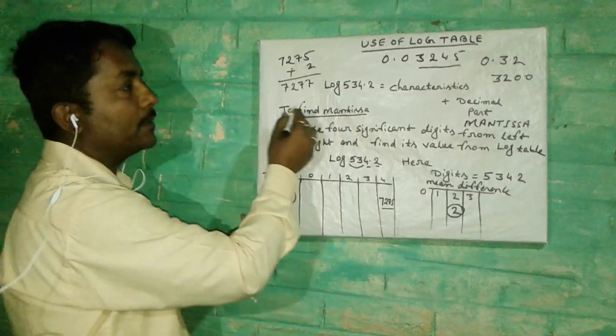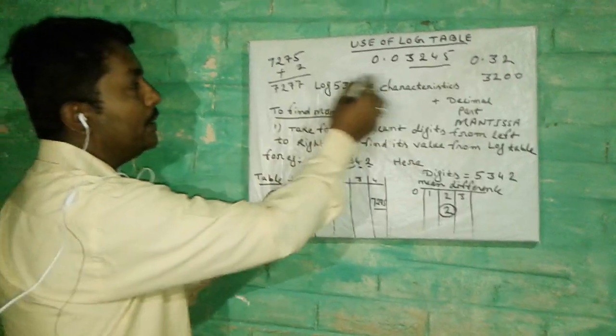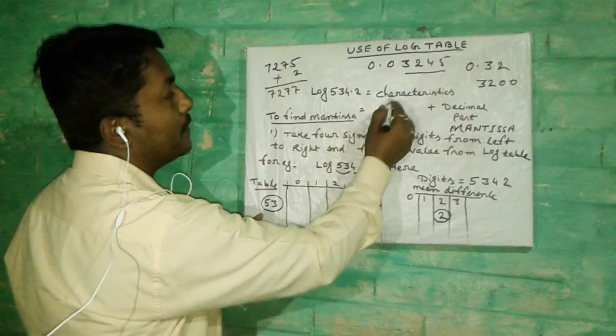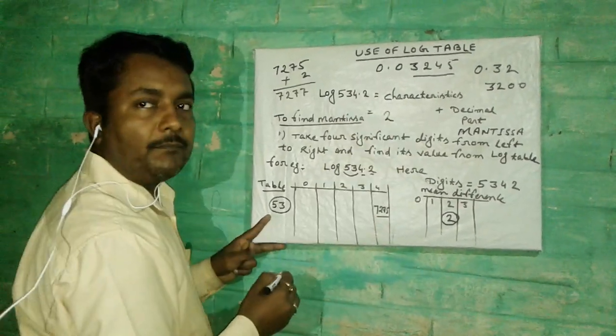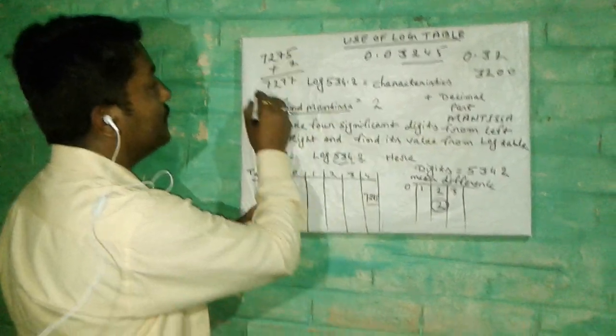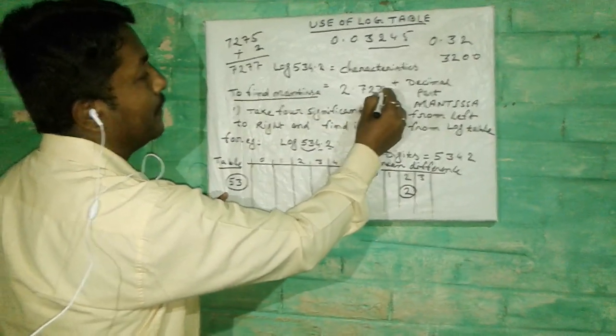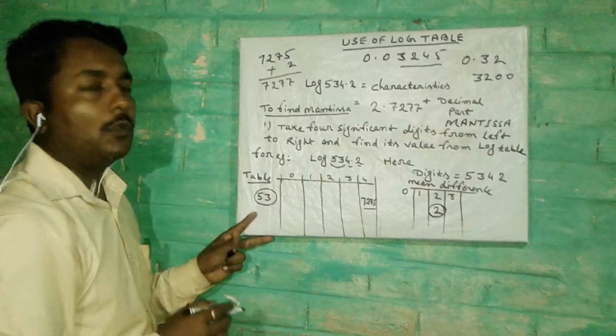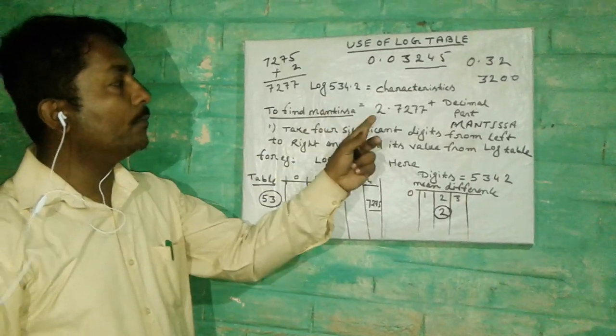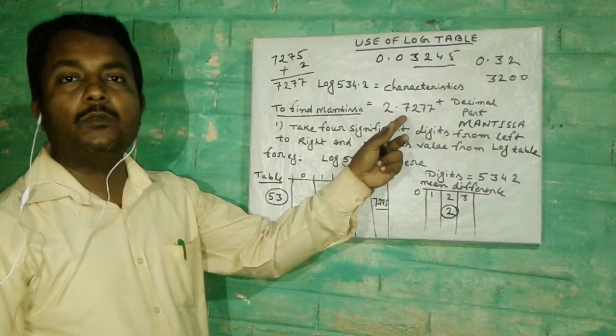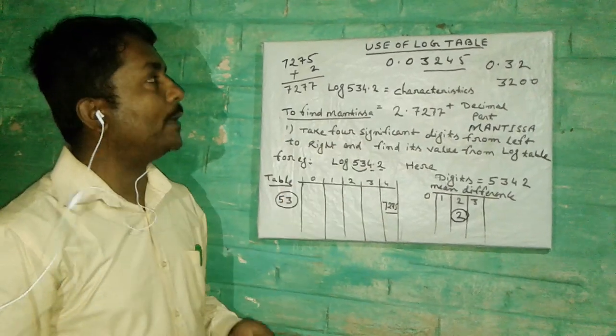So we got the characteristic as well as the mantissa. In this case the characteristic we got is 2 and the mantissa is 7277. So the value of log 534.2 is 2.7277.